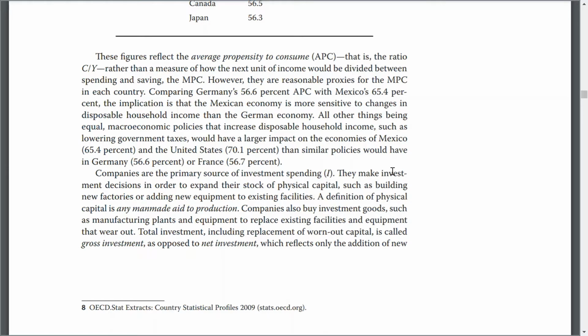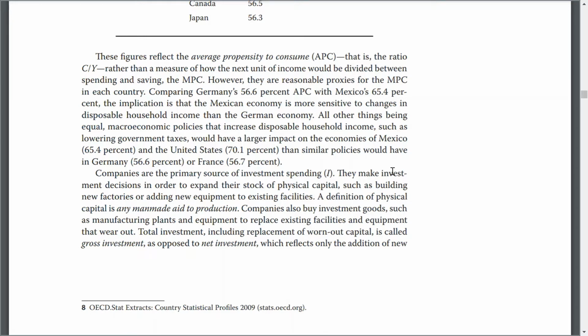All other things being equal, macroeconomic policies that increase disposable household income, such as lowering government taxes, would have a larger impact on the economies of Mexico, 65.4%, and the United States, 71.1%, than similar policies would have in Germany, 56.6%, and France, 56.7%.